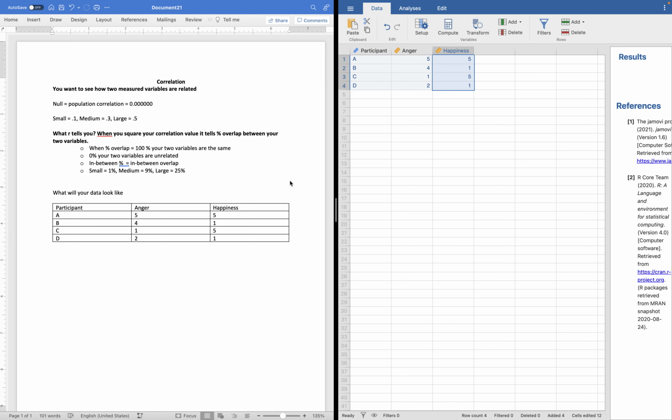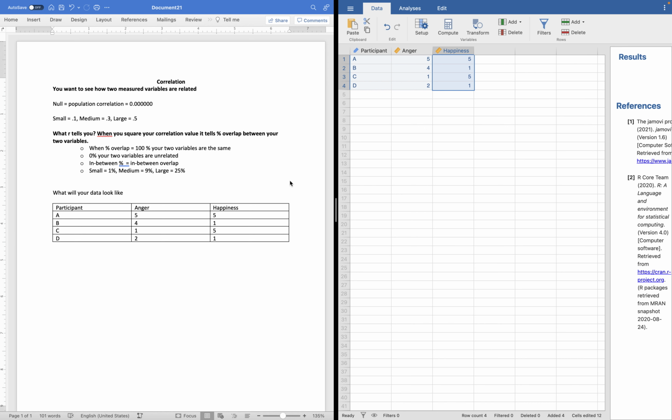You're probably like, well, what does my correlation tell you? What does my R value tell you? Well, R value means correlation. When you square your R value, or your correlation value, it tells you the percentage overlap between your two variables. When your percentage overlap is 100%, your two variables are the same. At 0%, your two variables are completely unrelated. In between percentages are in between overlaps.